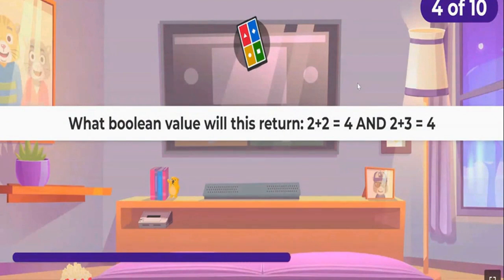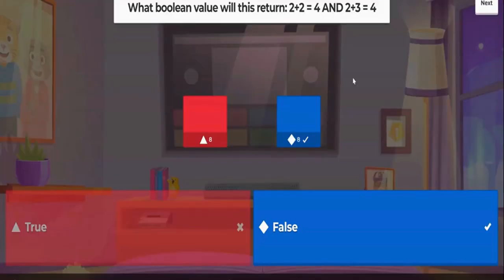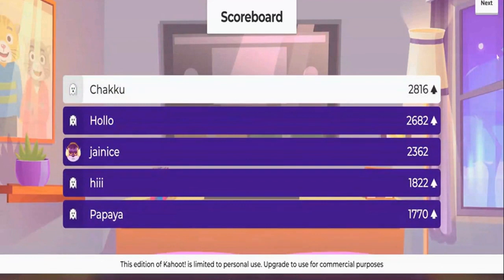What Boolean value will this return? 2 plus 2 equals 4, and 2 plus 3 equals 4. Okay, this would return false because 2 plus 3 does not equal 4. And for this to return a true, both of these conditions have to be true. And since that's not the case here, it would return false.